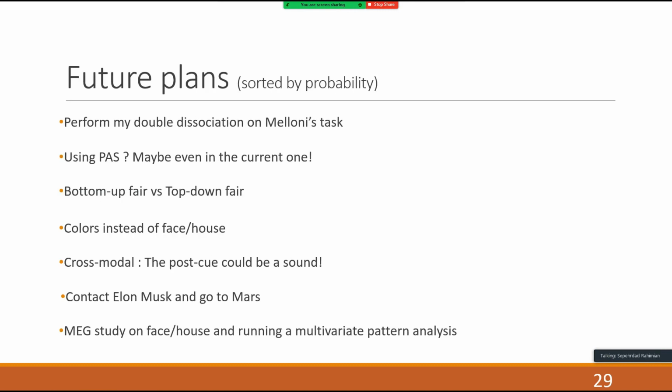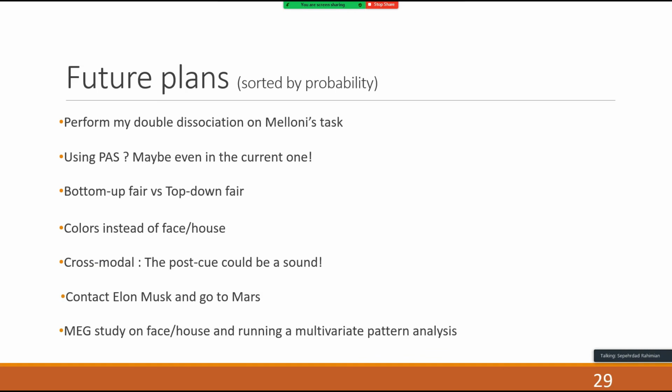Future plans would involve performing my double dissociation between task-relevance and reports on Meloni's task, or maybe adding my own face-house element to it, where imagine a picture becomes more of a face and less of a house, or vice versa. In another study, I can use some sort of perceptual awareness scale, meaning asking participants to rate from 1 to 4 how vivid their experience was. 1 would be I saw nothing, I experienced nothing. 4 would be very clear experience, and in between would be in between.